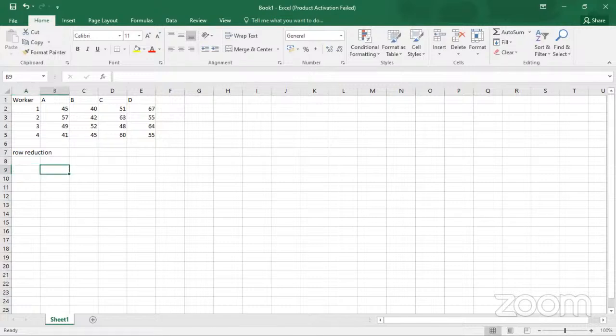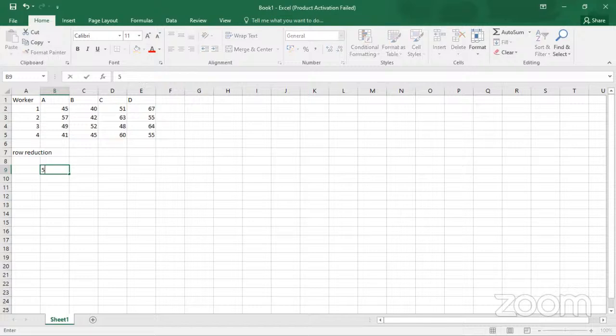First we do row reduction, followed by column reduction. These two steps you can interchange. You can do column reduction first, then row reduction, it doesn't matter. What row reduction means is that in every row, I want at least one 0. Which is the least number in the first row? 40. I deduct 40 from all the numbers.